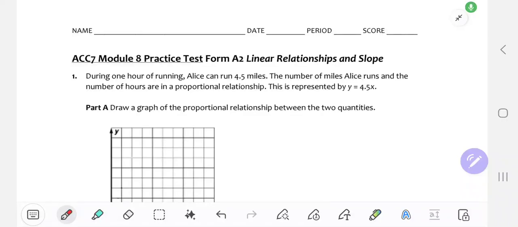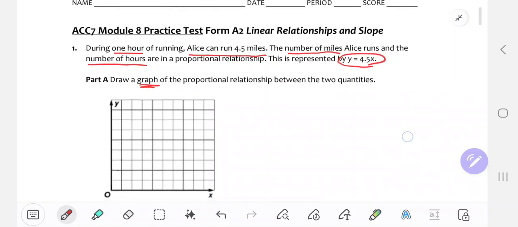All right, let's get through this quickly, okay? So we have Elise can run 4.5 miles in 1 hour. So when we compare the number of miles and the number of hours, it's a proportional relationship, and it looks like here's our equation. How do we end up graphing this proportional relationship?